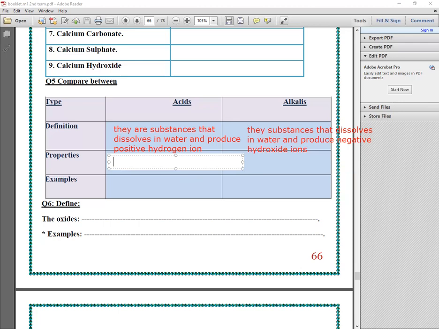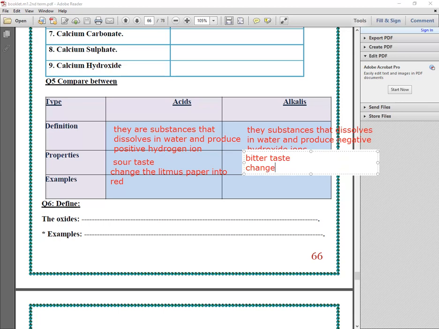So let's write the acids. Acids, they have sour taste, and also change the litmus paper into red, but alkalis, they have bitter taste, and change the litmus paper into blue.